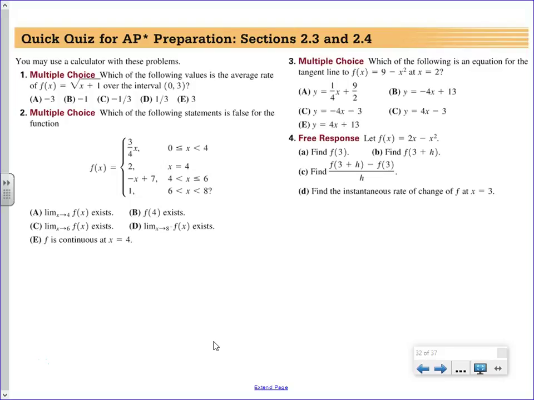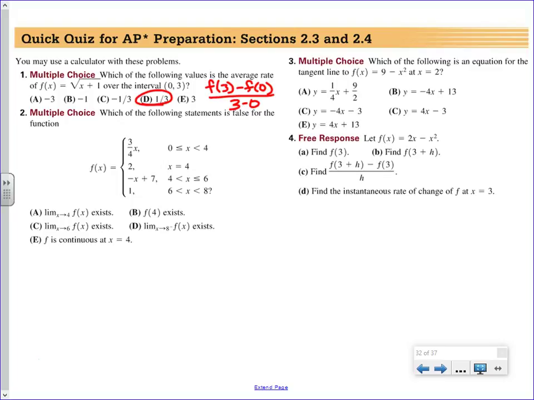Pause and work out these in the back of your spiral, and then we'll check them in just a second. Okay. Number 1, Gerardo, what'd you get? D. You guys agree? Nice. F of B minus F of A all over B minus A, so F of 3 minus F of 0 all over 3 minus 0 simplifies to B, 1/3.